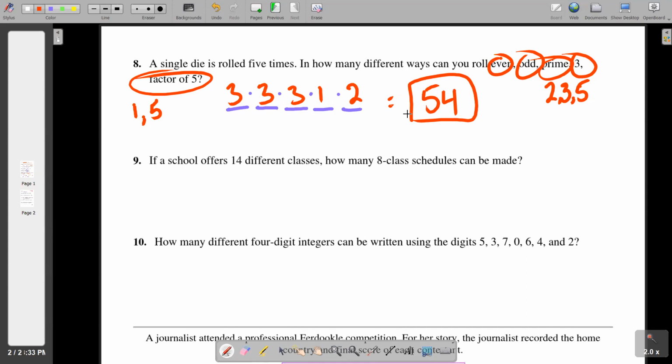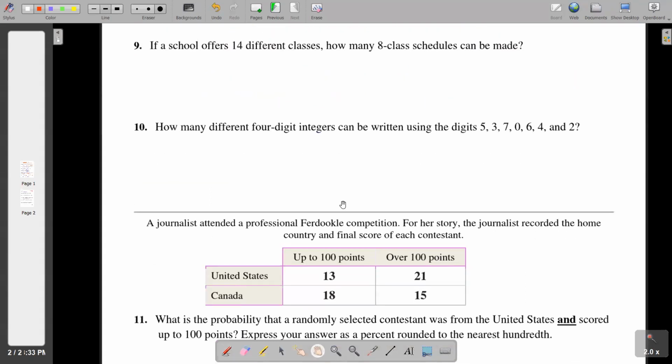Question 9, does order matter? Yes, it does. Like the order that you take your classes in affects your schedule. So this is a P problem. I have 14 and I will do permutations of them 8 at a time. And your calculator will do this, Evie. If you don't know how, I'll just show you. Any scientific calculator will do the permutations and the combinations.